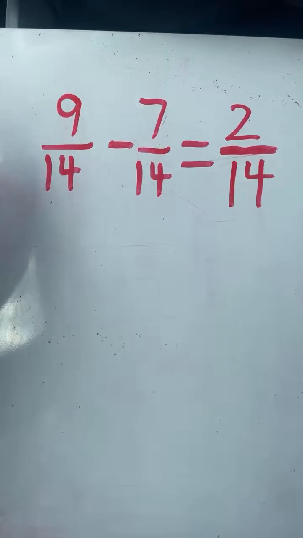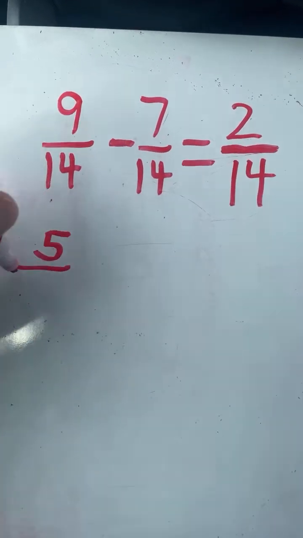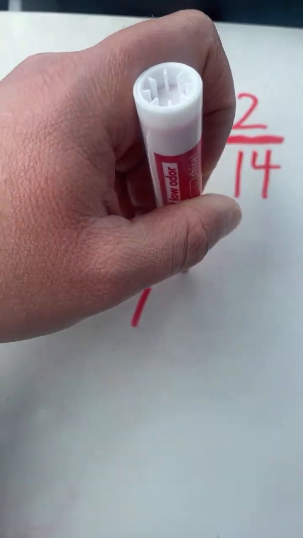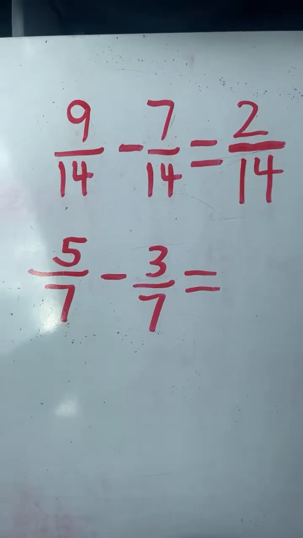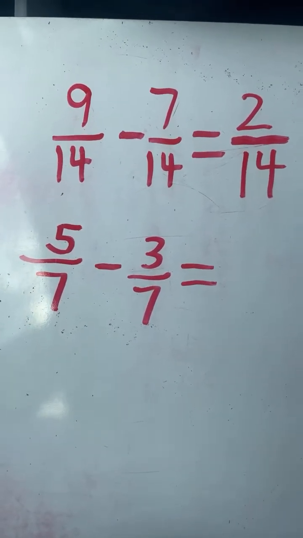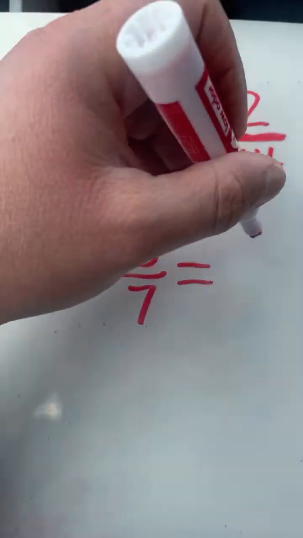All right, next example. 5/7 minus 3/7. So step 1, we subtract our numerators, aka our top numbers, just as if we were subtracting any whole number. What is 5 minus 3? 5 minus 3 equals 2.